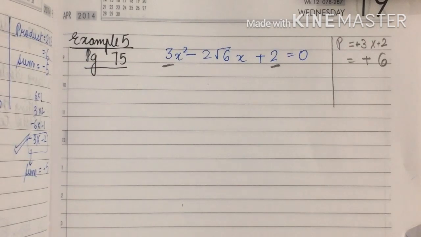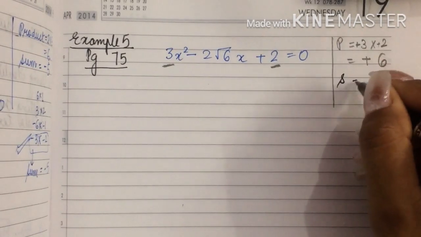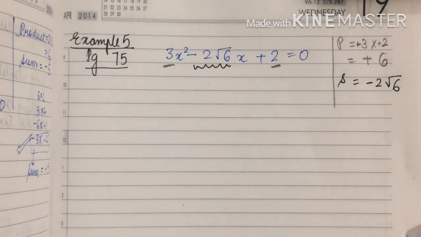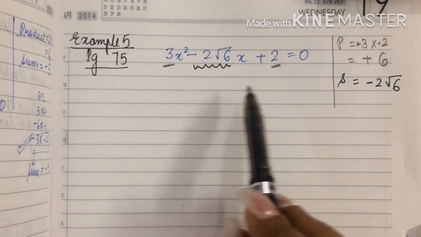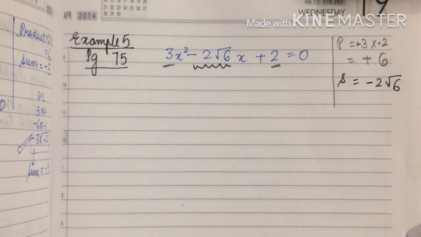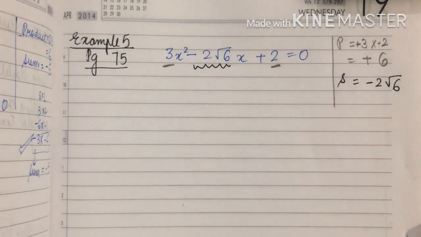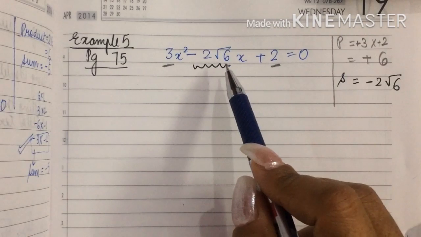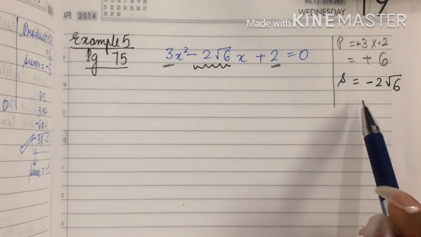I want the product to be positive 6. Then the sum required. The sum that I require here will be obtained from the middle term. I want a sum equal to minus 2 under root 6. Now this is a special case when we are looking for irrational factors. Your quadratic equation contains an irrational number. So we want to look for irrational factors of the product.